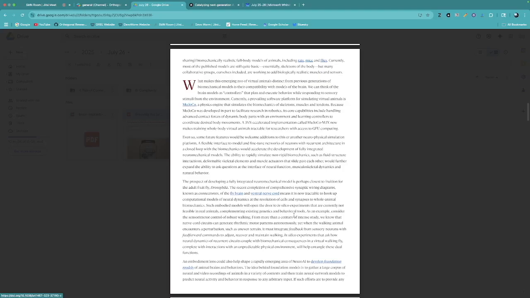So consider the sensory control of robust walking. For more than a century of intense study, we know that nerve cord circuits generate rhythmic motor patterns autonomously, yet when the walking animal encounters a perturbation, such as uneven terrain, it must integrate feedback from sensory neurons with feed-forward commands to adjust, recover, and maintain walking. In silico experiments that ask how neural dynamics of recurrent circuits, coupled with biomechanical consequences in a virtual walking fly, complete with interactions with an unpredictable physical environment, will help us untangle these dual functions.